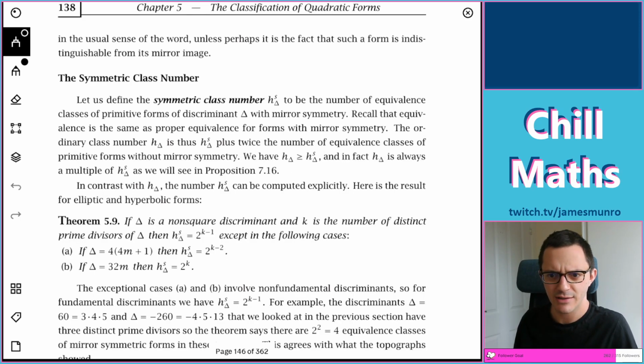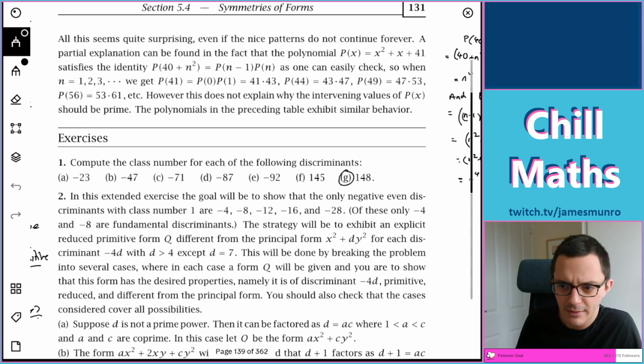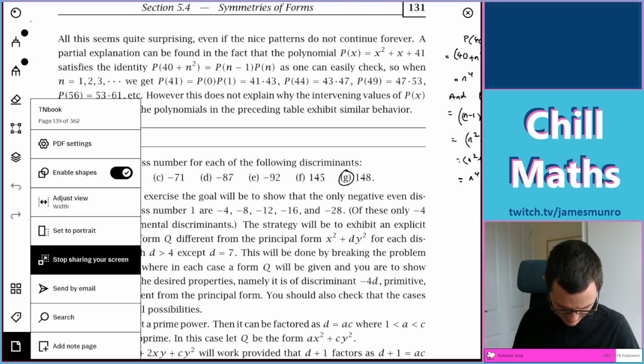I don't think we've seen this yet. I think I've skipped forward several pages. I'm going to come back a bit. And there's 148. Good. Right. I don't know what I did. Document. No, not that. Oh, yes. Add note page. There it is. Good. Right.